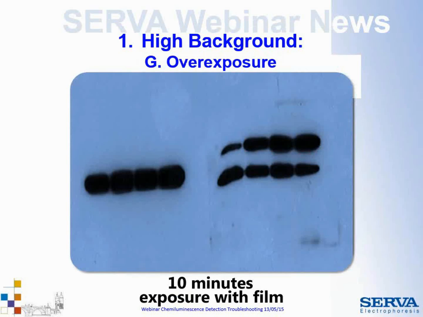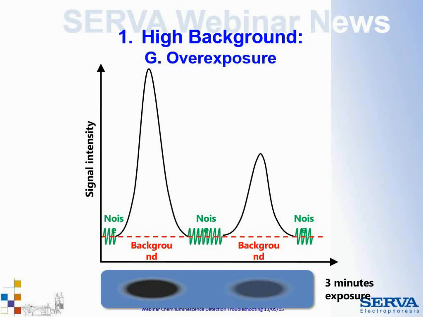So another point for high background is overexposure, as you can see here on this film. The signals are so strong that you do not see separate bands, but the signals run into one another. So this is not good. You have to reduce the exposure time. Here's an example for different exposure times. Here you can see the signal intensities of a 3-minute exposure, where you can well divide the lower signal from the stronger signal.